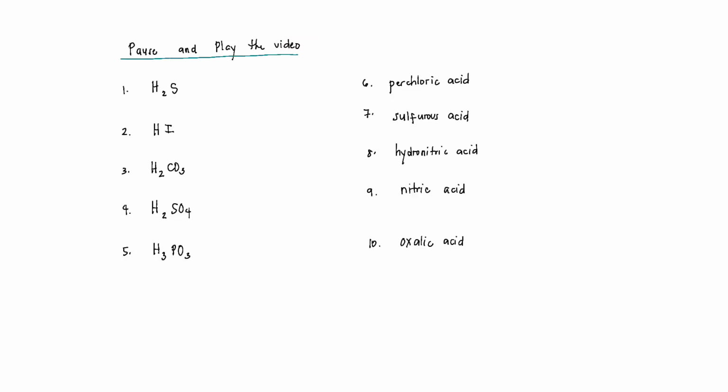Now, what I want you to do is to pause and play the video as we answer this one by one. Ready? So what is the name of this? Can you try? So you may now pause the video. Okay. So this one will be named as hydrosulfuric acid. Why? Simply because this is a binary acid. This one will become hydroiodic acid.